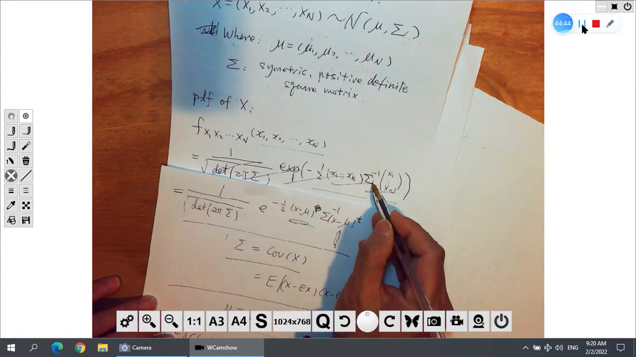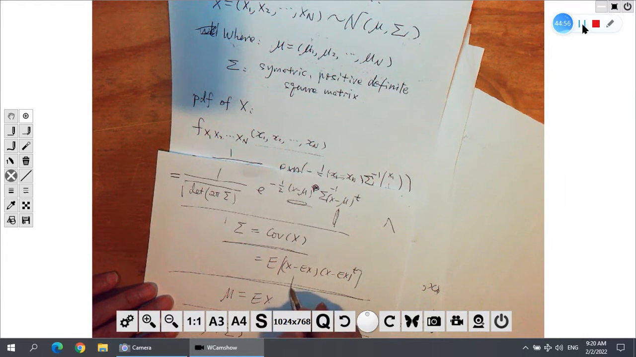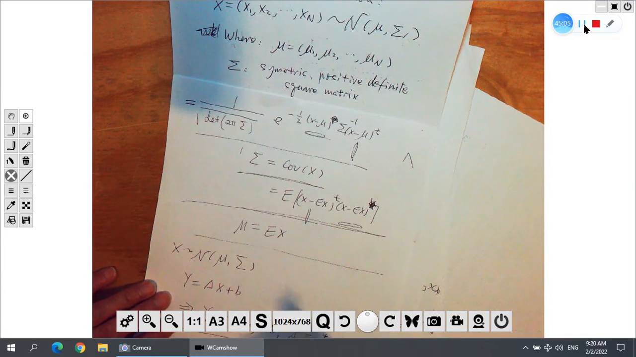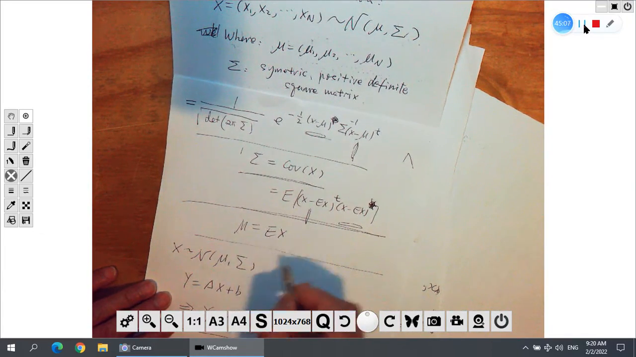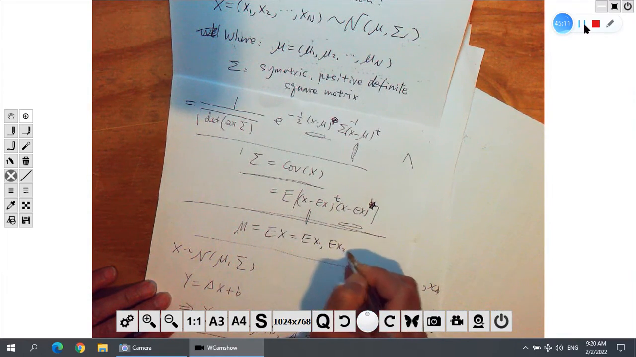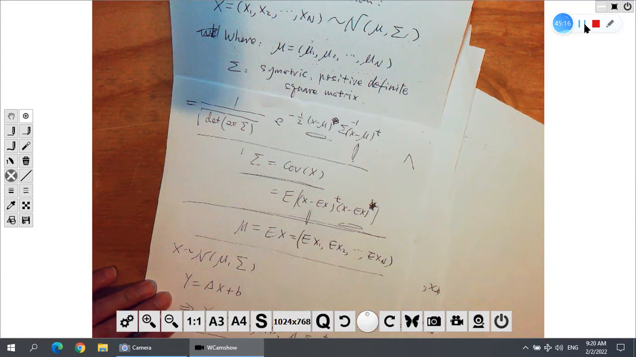And then for the Gaussian distribution, we have some very good results. Actually, this matrix sigma is just the covariance matrix. This will be a column vector, this will be a row vector. Here might be a conjugate. And the mu is just the E of x, which is E of x1, E of x2, E of xn. This is the mu.